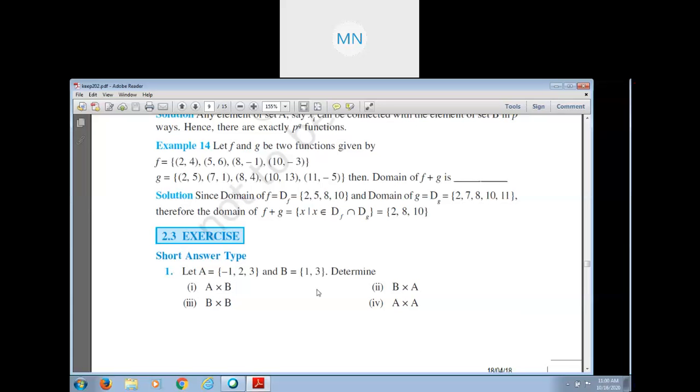If A equals {-1, 2, 3} and B equals {1, 3}, find A cross B and B cross A. And B cross B also and A cross A also. Write that one. Have you written? Yes, ma'am.